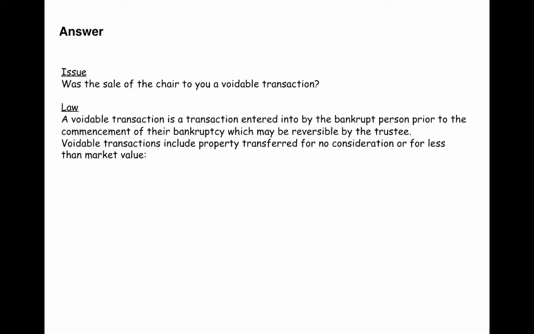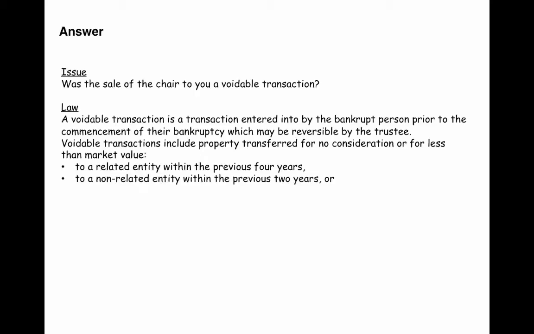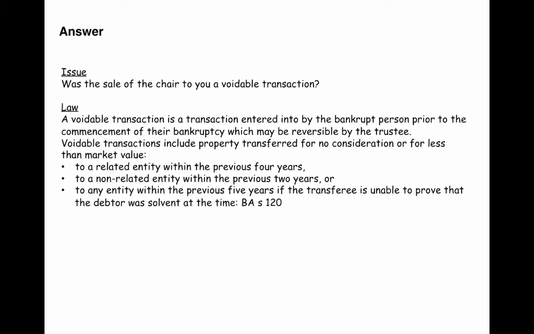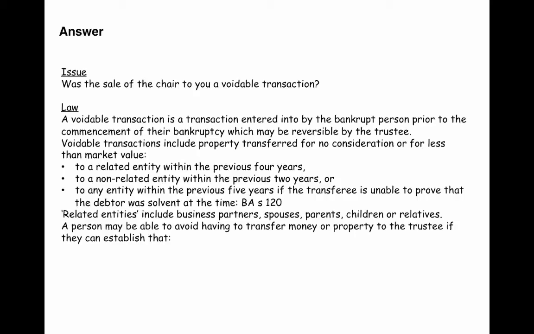And then a description of the one relevant type of voidable transaction. Voidable transactions include property transferred for no consideration or for less than market value to a related entity within the previous 4 years, to a non-related entity within the previous 2 years, or to any entity within the previous 5 years if the transferee is unable to prove that the debtor was solvent at the time. There's extra information about what a related entity is. So related entities include business partners, spouses, parents, children, or relatives.